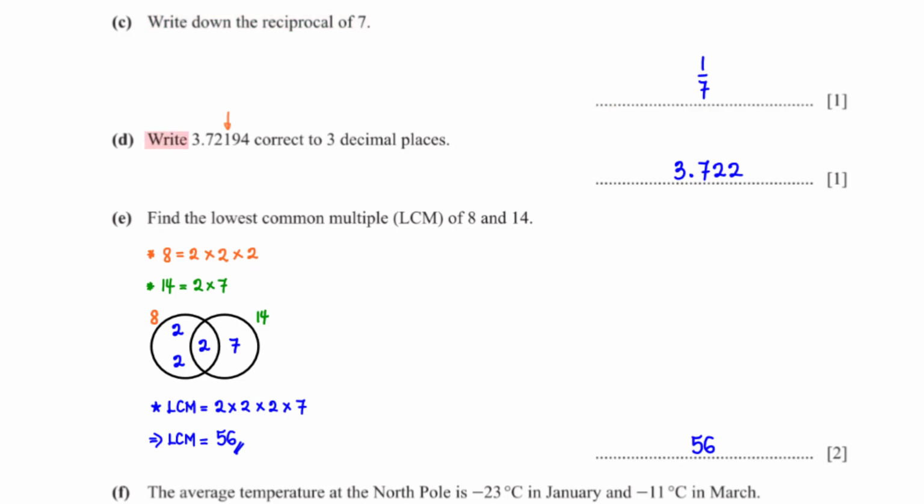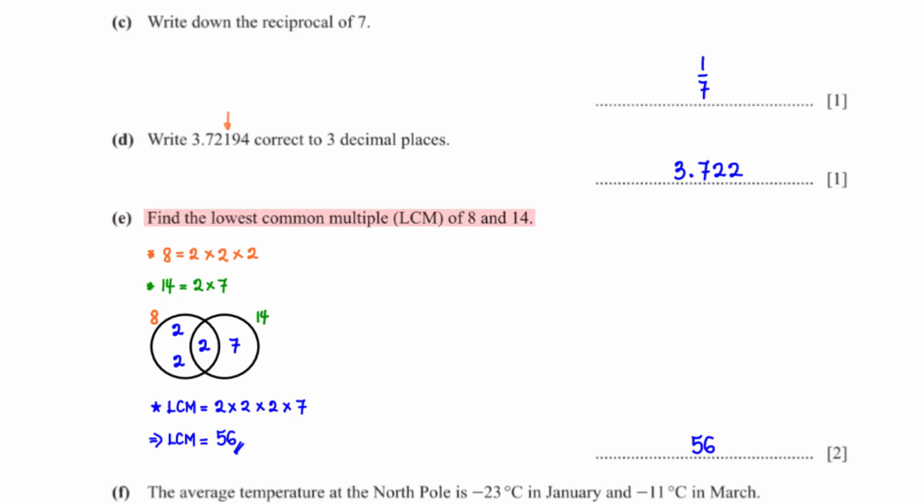Write 3.72194 correct to 3 decimal places. The third number after the decimal point is 1. The number after 1, which is 9, is greater than 5. So we add 1 to 1, giving us 2. The numbers after 1 become 0. Since these zeros come after the decimal point, they are insignificant. So we have 3.722 rounded to 3 decimal places.